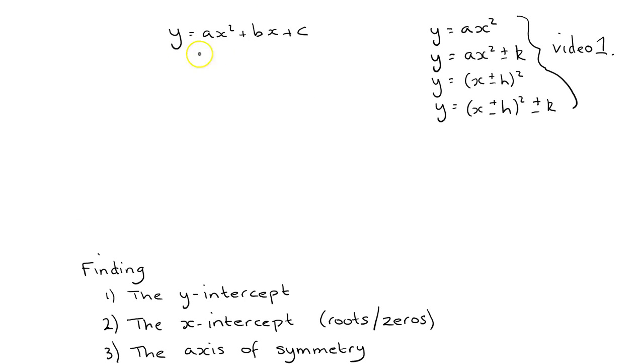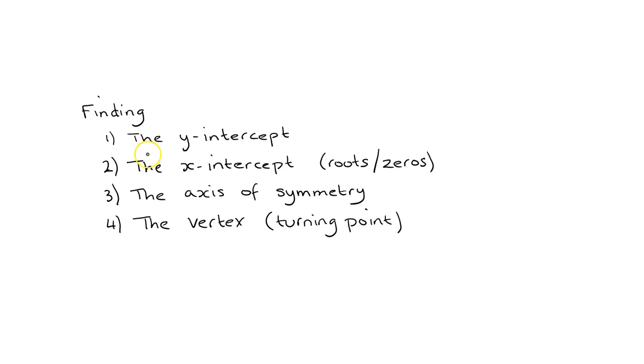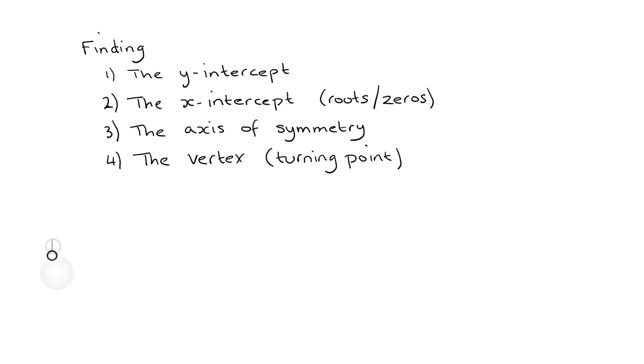In graphing this form of quadratic equation, there are 4 things that we will normally find. They are the y-intercept, that is where the parabola crosses the y-axis. The x-intercept, which is where the parabola crosses the x-axis, and these are also called the roots or the zeros of the equation. The axis of symmetry, and the vertex, also called the turning point. So let's use an example and find these 4 things.